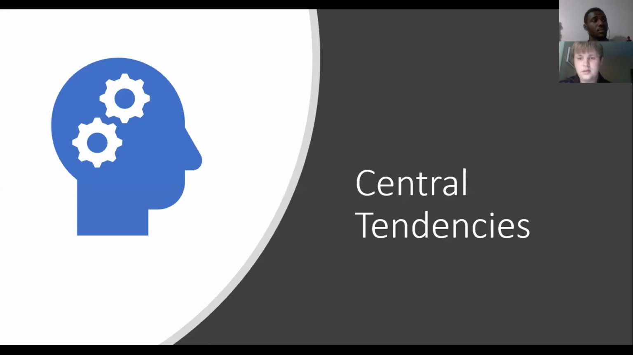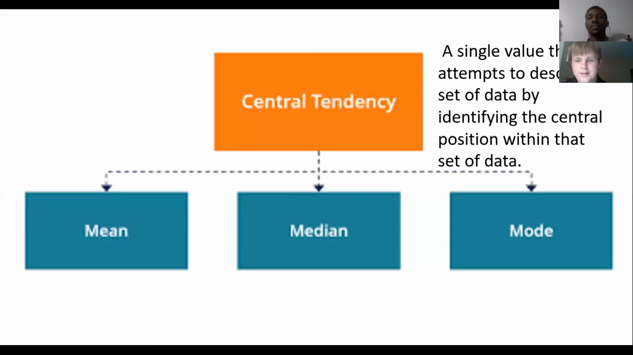Excuse me. What is a central tendency? Well, central tendency is simply a single value that attempts to describe a set of data by identifying the central positions within the set of data. And as you'll find out later, the central tendency can be different depending on what you're looking for.